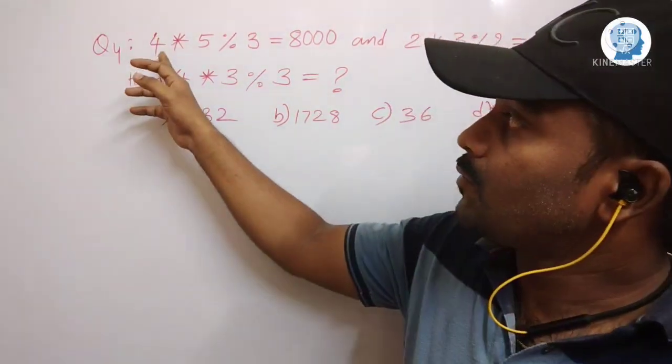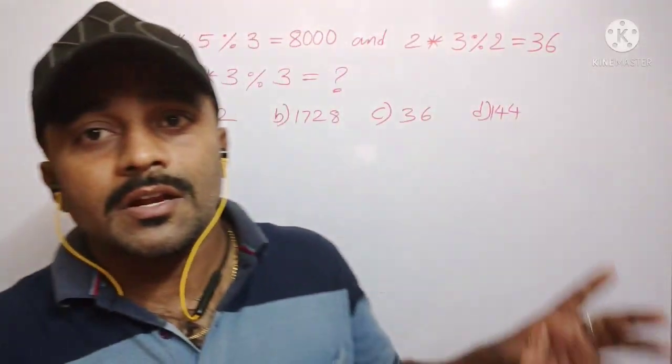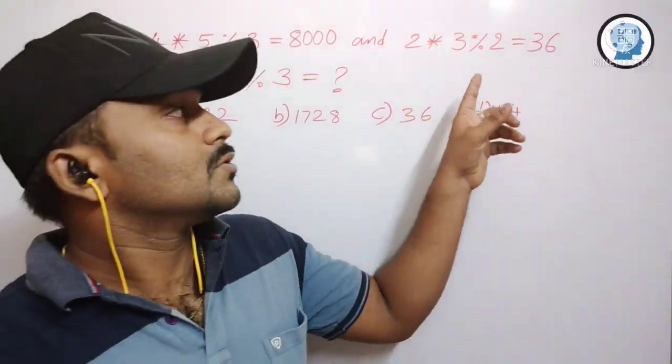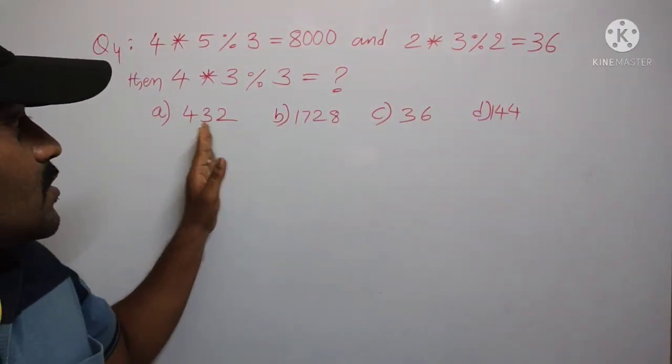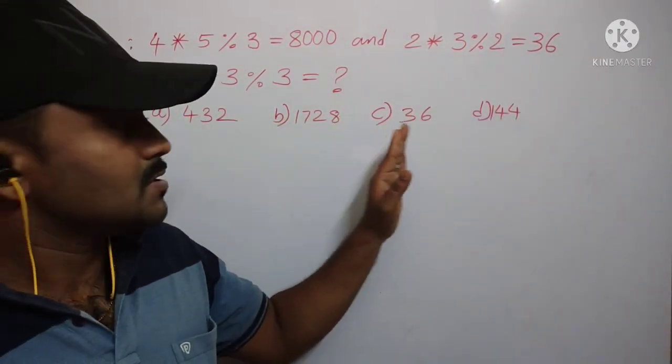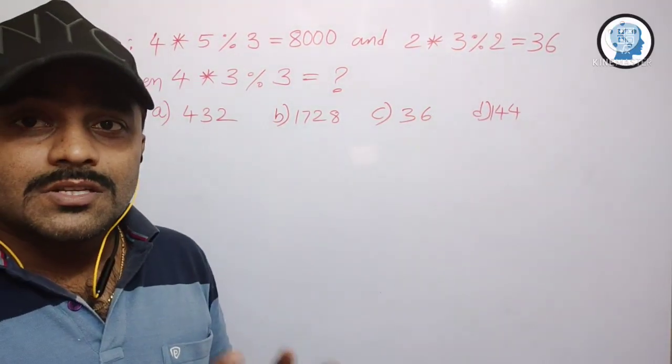We have to use 4, 5, 3 and need to get 8000. Same thing here also, 2, 3 and 2 we have to use, need to get 36. Options given: 432, 1728, 36, 144. So now see the solution.